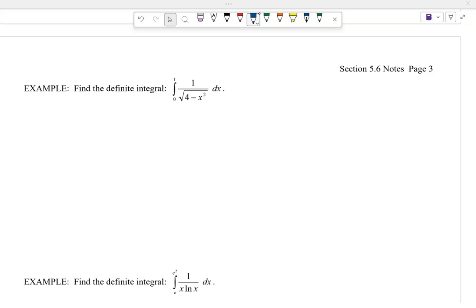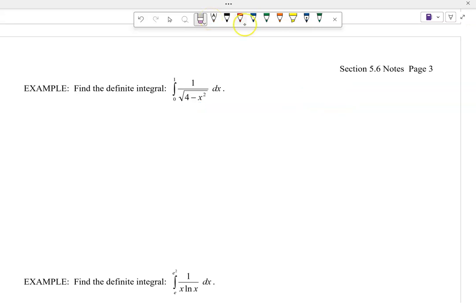Now on this one here, you're probably thinking I should let u be 4 minus x squared. So my du would be negative 2x dx. Now we could introduce a negative 2, but the problem is we cannot introduce an x. That's impossible to do. We can't do that with our properties of integrals. So we're going to say that's not going to work for us. We're going to have to go ahead and look at our cheat sheet and go with something else.